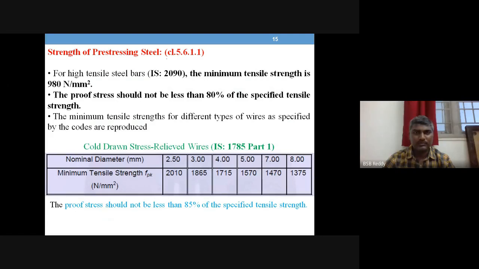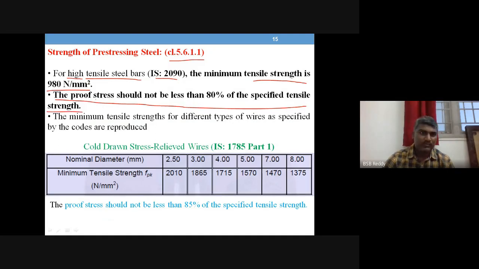Open your IS codes and look for clause 5.6.1.1. IS 1343 1980 has given the high tensile steel bars. The relevant IS code is 2090. The minimum tensile strength is 980 Newton per mm square for high tensile steel bars, and proof stress should not be less than 80% of the specified tensile strength.